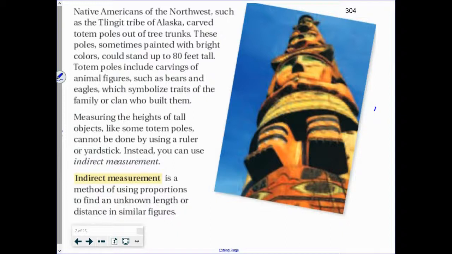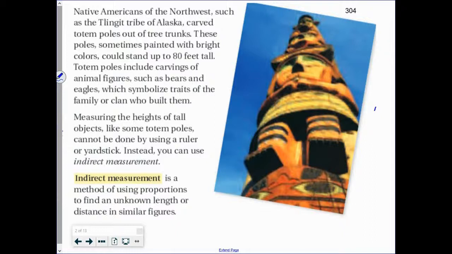These poles, sometimes painted with bright colors, could stand up to 80 feet tall. Totem poles included carvings of animal figures such as bears and eagles, which symbolized traits of the family or clan who built them. Measuring the heights of tall objects, like totem poles, cannot be done by using a ruler or a yardstick. Instead, you can use indirect measurement.